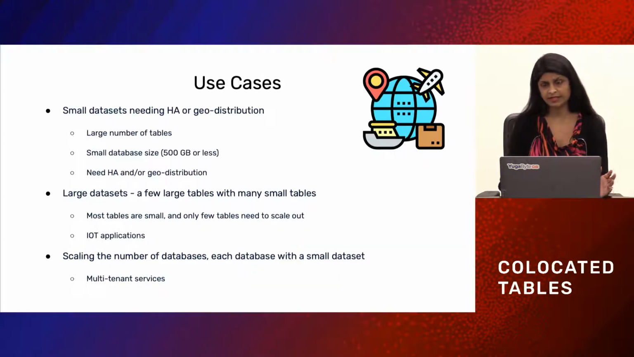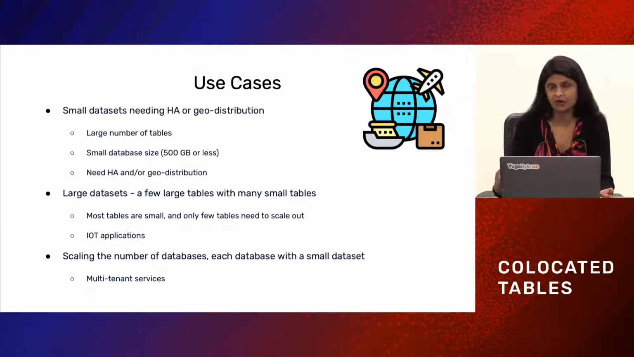Now, what are some of the use cases where co-location will be useful? One example is a geo-distributed application or simply an application that needs high availability, but the data set size is small, let's say 500 gigs or lesser. An example could be an identity service, that's geo-distributed but doesn't have a very huge data size footprint.